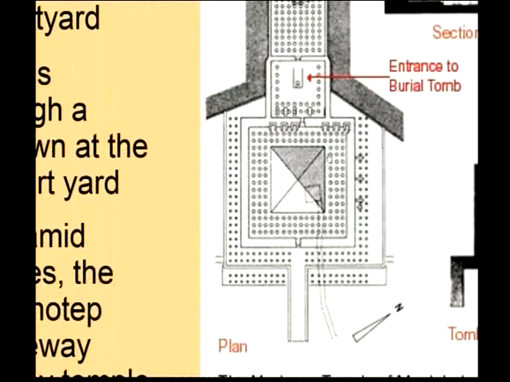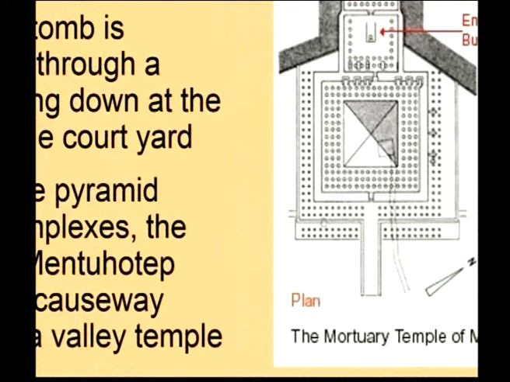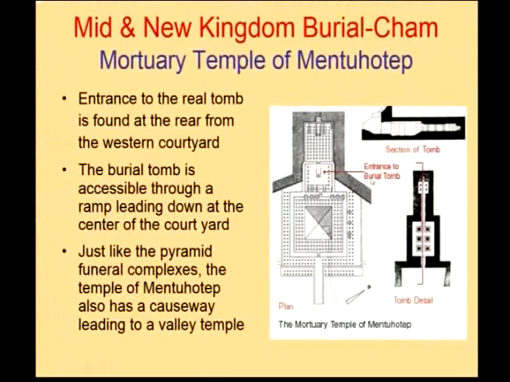The columns are inspired from papyrus reeds, and most of the columns in the second terrace were double colonnades. And each of these temples is connected through a causeway to the valley temple near the Nile. The basic inspiration for these temples came from the Djoser complex and the pyramids of Giza, which are connected. The valley temple and the mortuary temple are connected through a causeway.